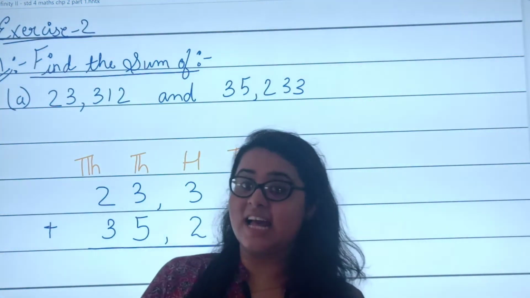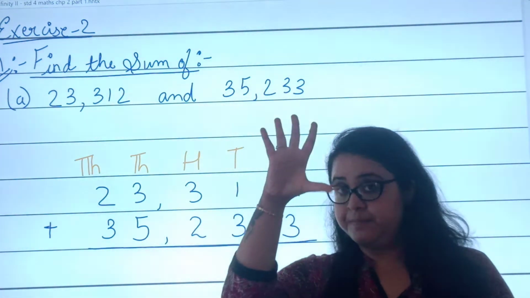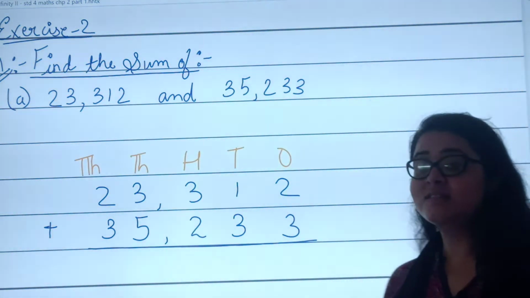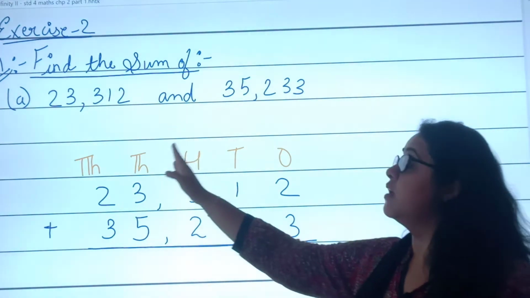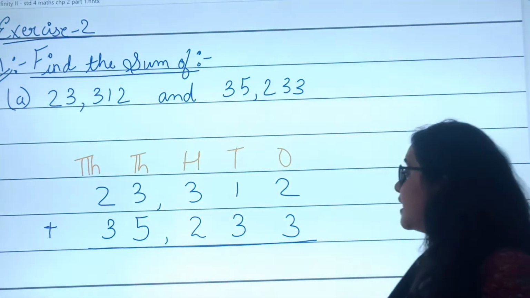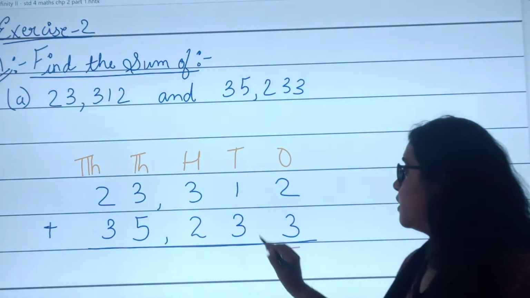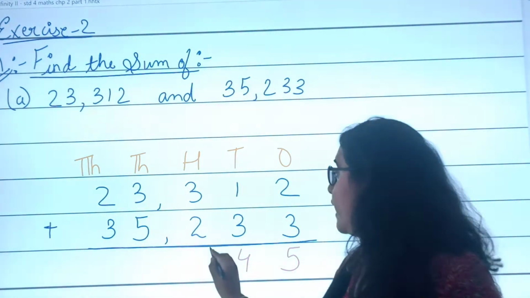Second exercise. In this, we will be discussing 5-digit numbers. In the video we saw that we will always start from the ones. Remember the order: ones, tens, hundreds, thousands and ten thousands. Let's start. 3 plus 2, 5. 3 plus 1, 4. 3 plus 2, 5.